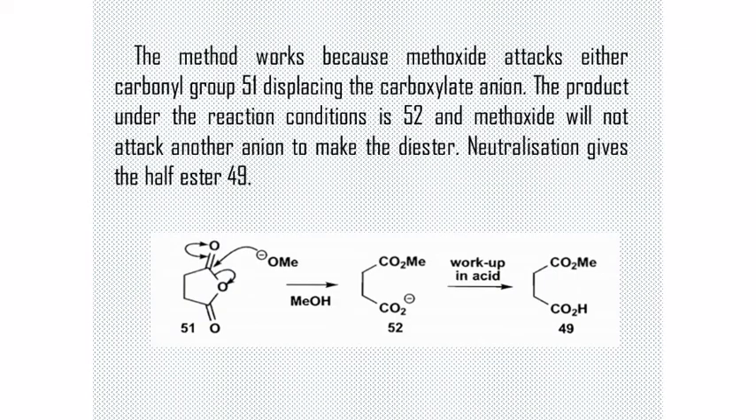The method works because methoxide attacks either carbonyl group 51 displacing the carboxylate anion. The product under the reaction conditions is 52 and methoxide will not attack another anion to make the diester. Neutralization gives the half ester 49.